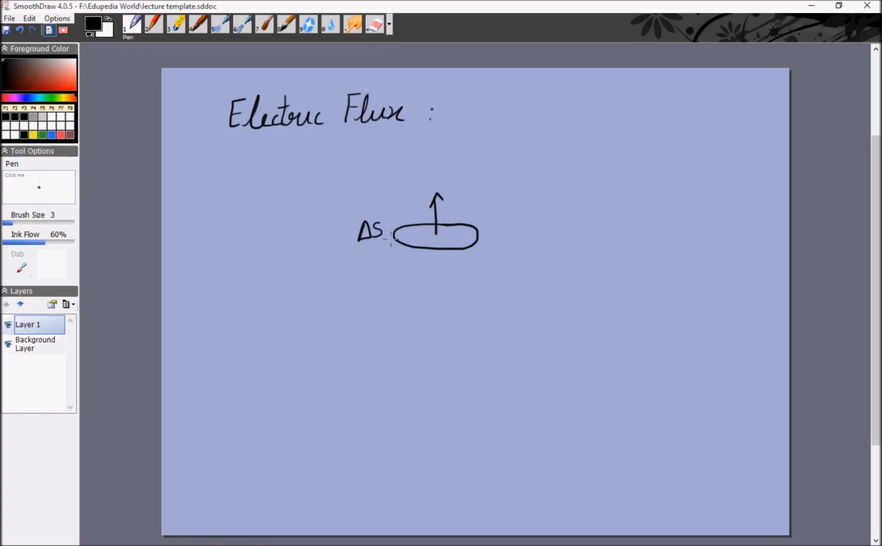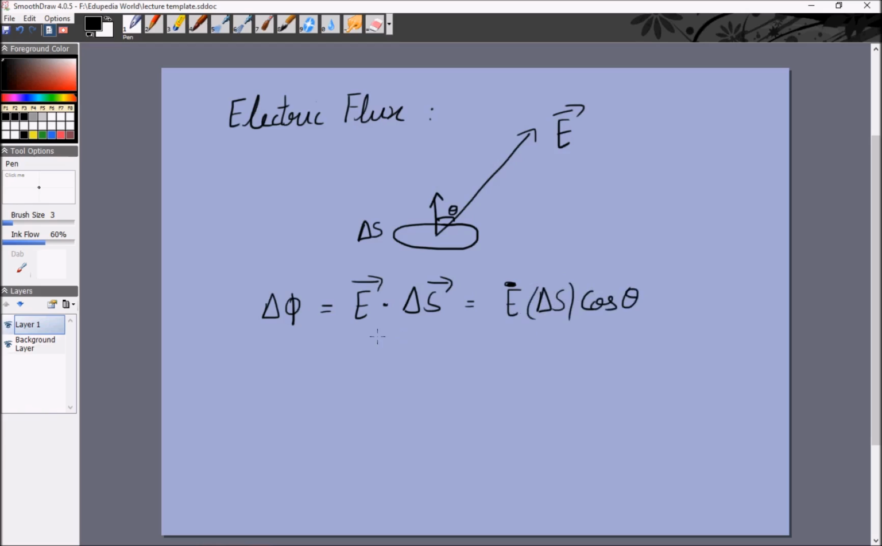So if there's a small area of magnitude delta S and there's an electric field E flowing through the region, then the electric flux through this particular area, delta phi, a small amount of electric flux, is equal to E dot delta S. If this angle is theta, this is the direction of delta S, so this can also be written as E delta S cos theta, right? So this is the definition of a small amount of electric flux.